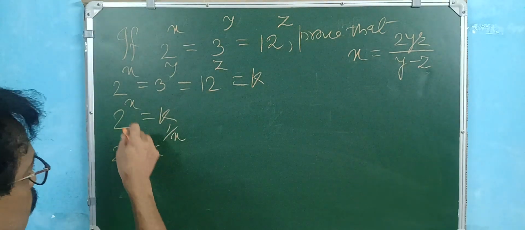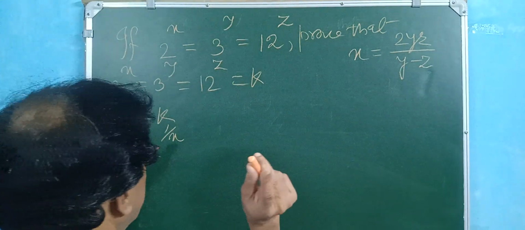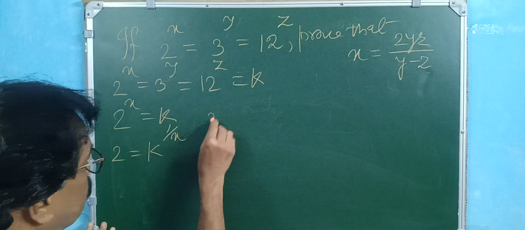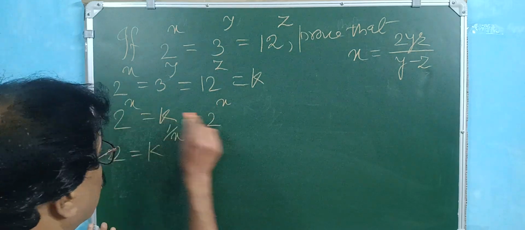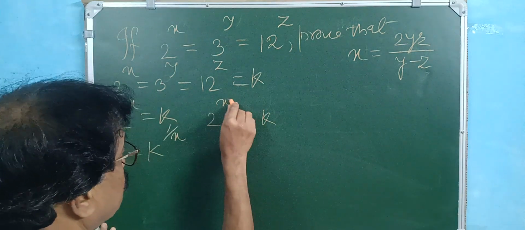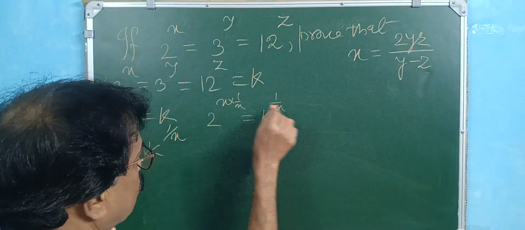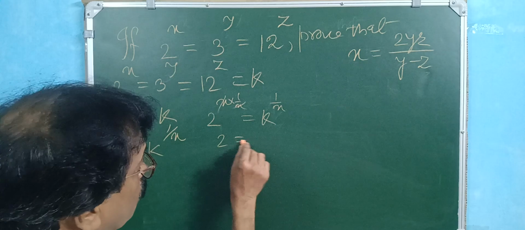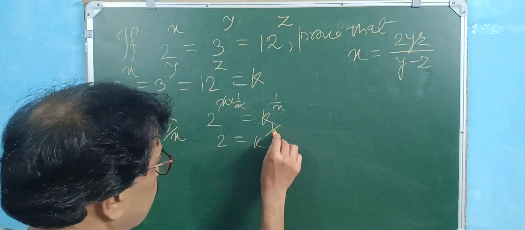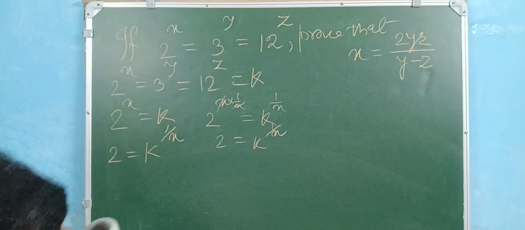Same as the last sum we discussed. Let me show you: 2 to the power x is equal to k. So this is multiplied by 1 by x, this is also 1 by x, you cut these off, so this is 2. 2 is equal to k to the power 1 by x. In this way. Okay.